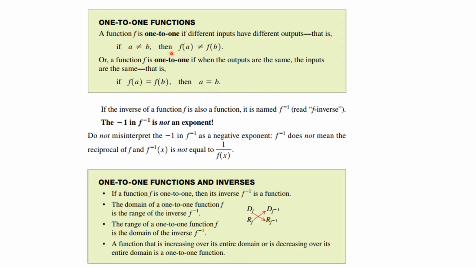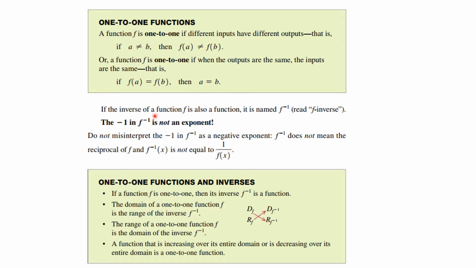Now we'll move to defining one-to-one function. A function is called one-to-one if different inputs have different outputs. That is, if a is not the same as b, then f of a is not the same as f of b. Another way to say this is, a function is one-to-one if when the outputs are the same, the inputs have to be the same. That is, if f of a equals f of b, then a must equal b.